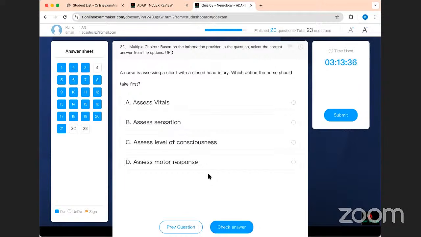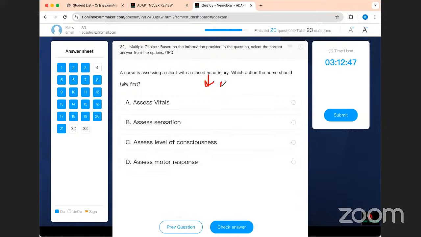And then, assessing a client with a closed head injury. This is the same thing, but changed, right? Closed head injury. Which action should the nurse take first? Assess their vitals, assess the sensation, assess their level of consciousness, assess motor response. So which one would you assess first? If somebody comes to the emergency room and you have to assess them, which one would you do?